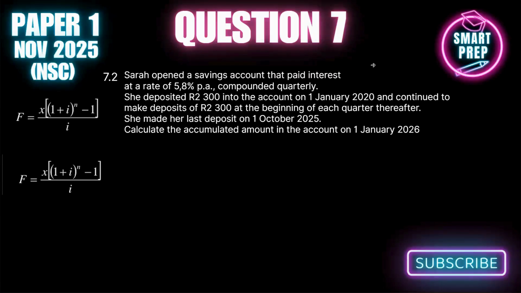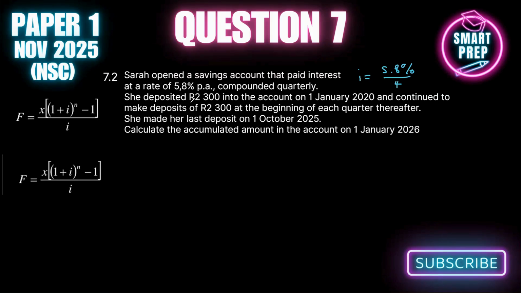Okay, so 7.2 says Sarah opened a savings account that paid interest at a rate of 5.8% compounded quarterly. So let's just put in our i now. So i is equal to 5.8% divided by 4. You can write 0.058 or 5.8 over 100, but this one is a bit safer just because the calculator handles everything. For example, some students write 0.58 instead of 0.058, especially under exam pressure. So, yeah, I just like to use the percentage button.